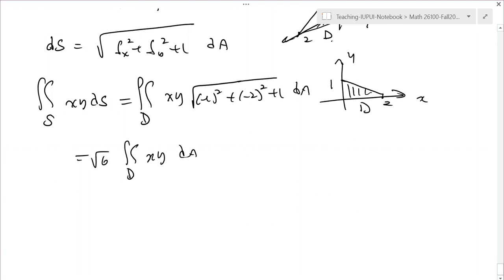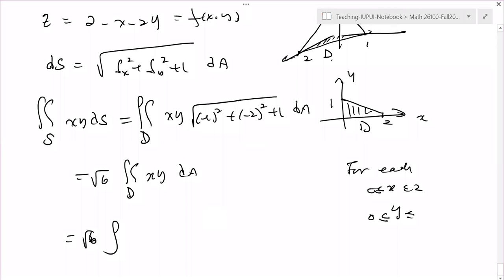The double integral, for each x between 0 and 2, right? What is the lower bound for the y? It's 0. What is the upper bound for the y? Well, let's find out the equation for this. The equation for this will be x plus 2y = 2.